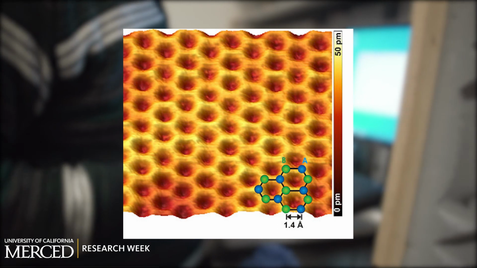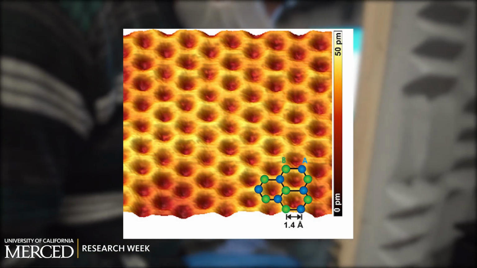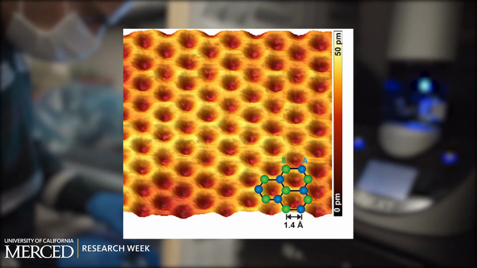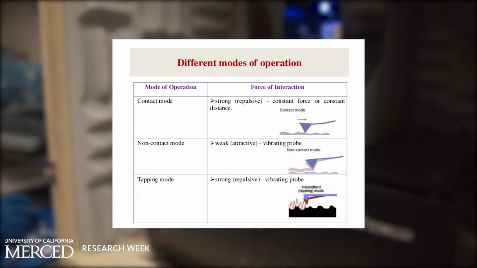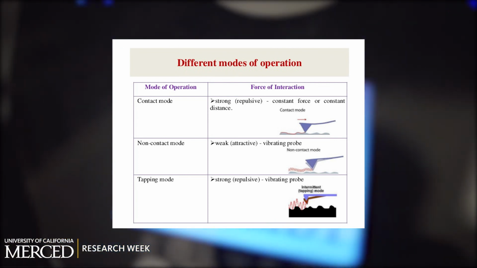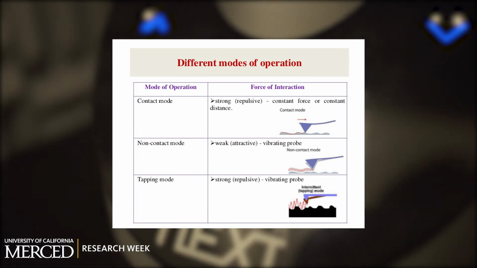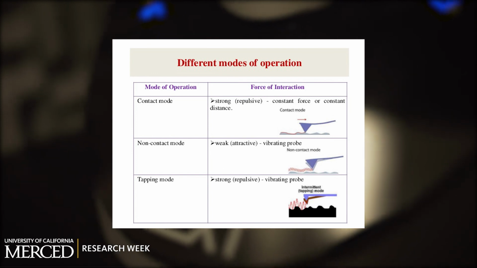AFM is most commonly used for imaging surface topography. AFM can also be used for surface manipulation using tip forces and to measure the forces between the sample and the probe. AFM can be operated in 3 modes, namely contact mode, non-contact mode, and tapping mode. AFM can be used on hard as well as soft materials.